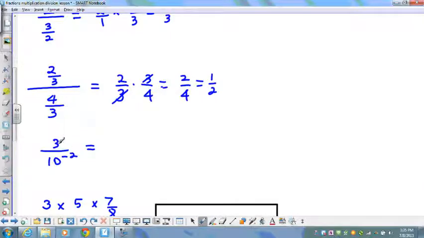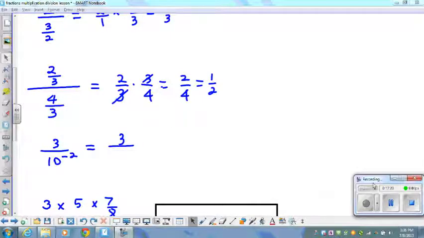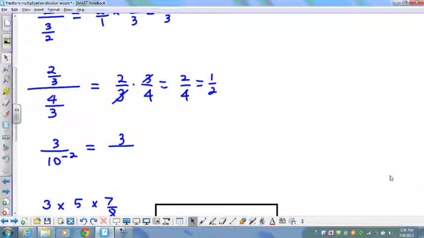Here's an interesting one, 3 over 10 to the negative 2. So the denominator is 10 to the negative 2. And if you remember your negative exponents, we can write that as 1 over 10 squared. A negative exponent means basically write it as 1 over the same quantity with a positive exponent.